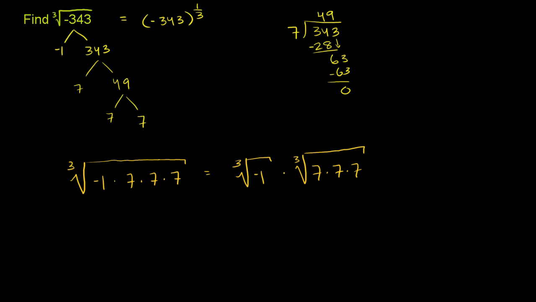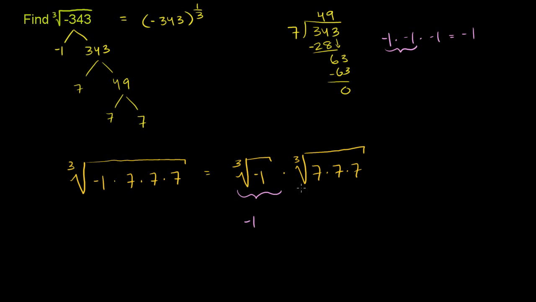Now, what's the cube root of negative 1? Well, negative 1 times itself 3 times is negative 1. So this right here is negative 1. You can verify it. Negative 1 times negative 1 times negative 1 is indeed negative 1. This becomes positive 1. Multiply by negative 1 again, you get negative 1. So this is negative 1.